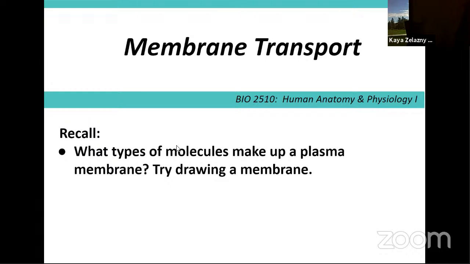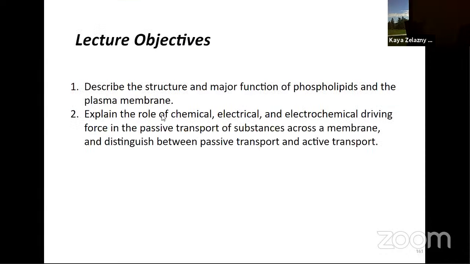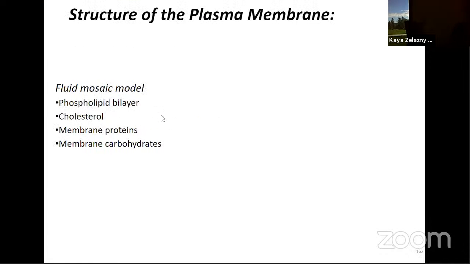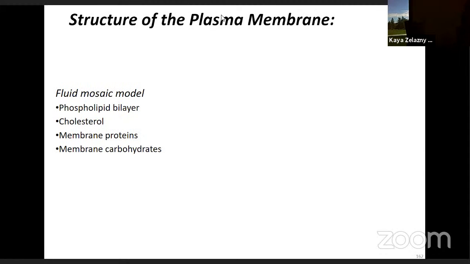time. But after class, try making sure that you can roughly draw a plasma membrane from memory, so that you can remember its constituent parts, right? We do want to remember the pieces of a plasma membrane, and hopefully you've seen them before. So when we talk about a plasma membrane, we talk about the fluid mosaic model. Mosaic because it's made up of a bunch of pieces, fluid because membranes are kind of jiggly, basically.